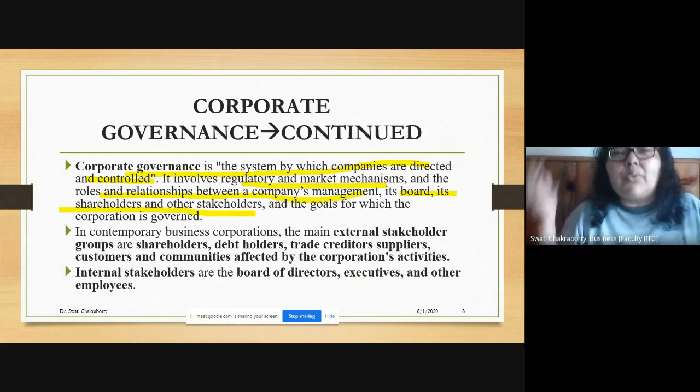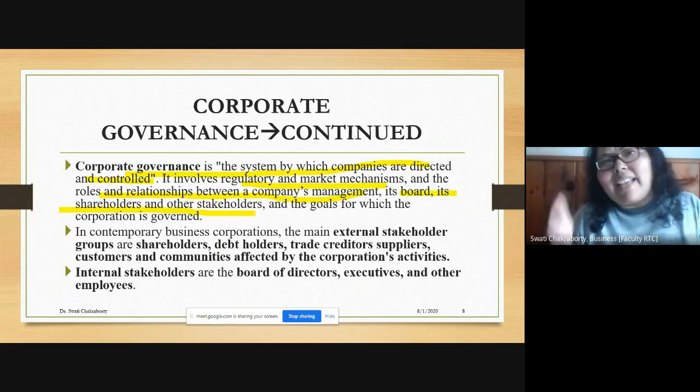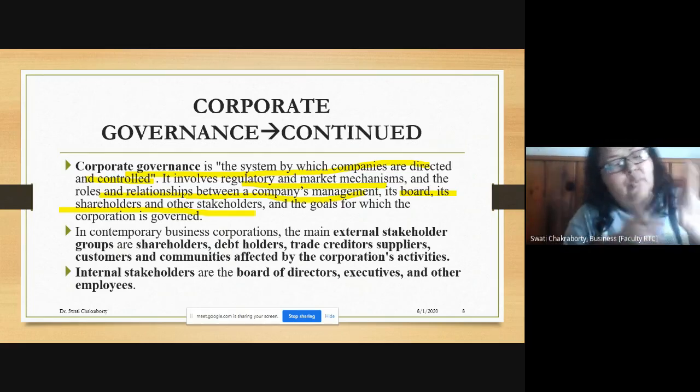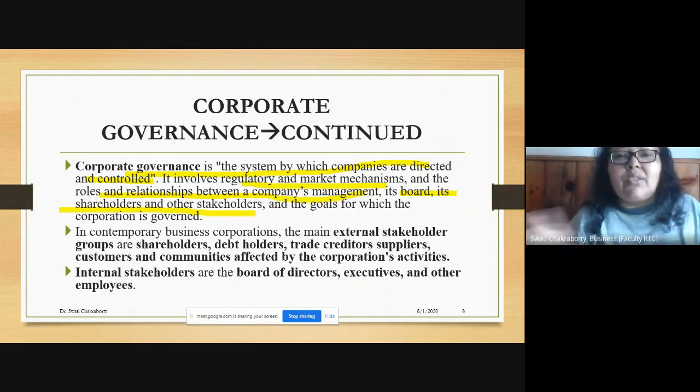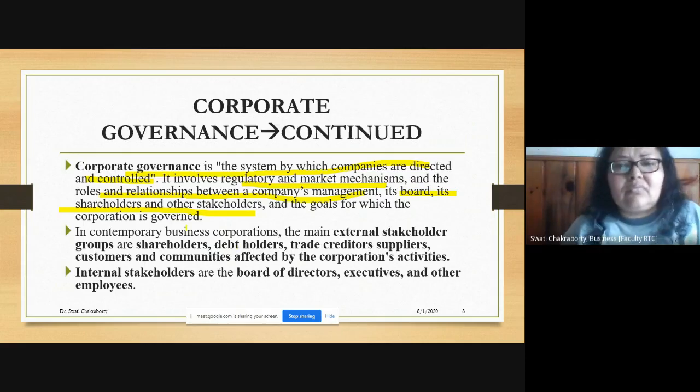Stakeholders are all those entities who are directly or indirectly related with the organization. Now, we just spoke about who the stakeholders are: the directors, management, employees, shareholders, customers, suppliers, government, community. It could be any others, right? So, everyone. And when we talk of stakeholders, stakeholders can be external as well as internal.